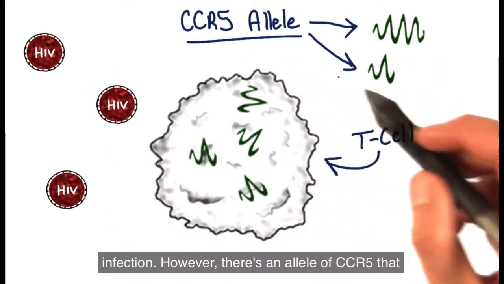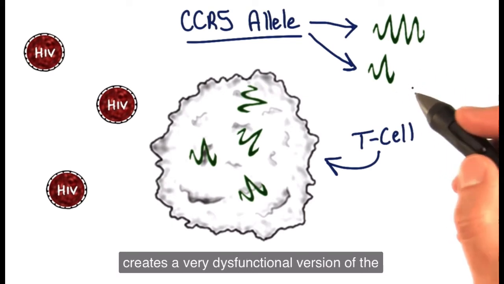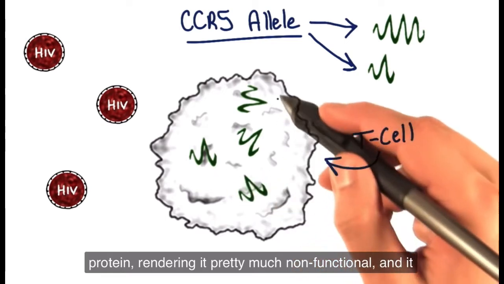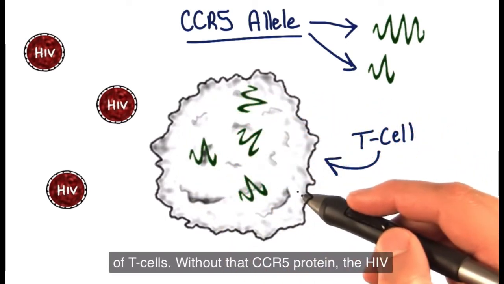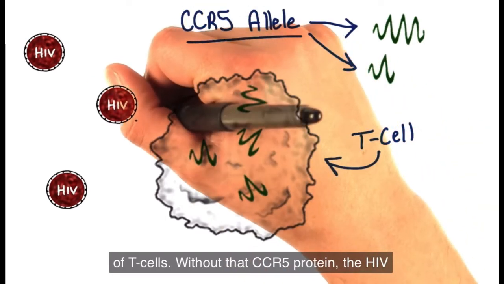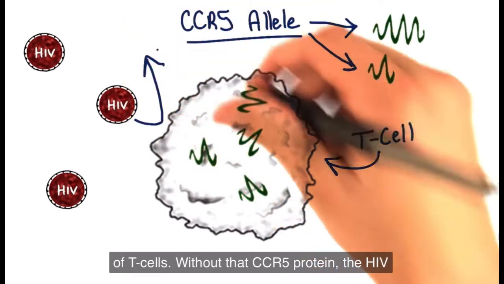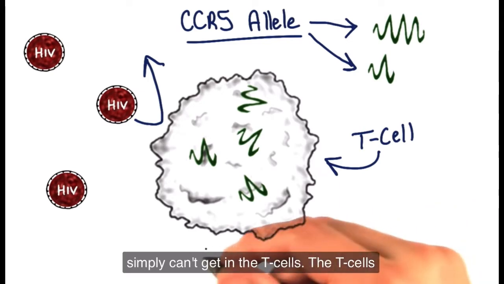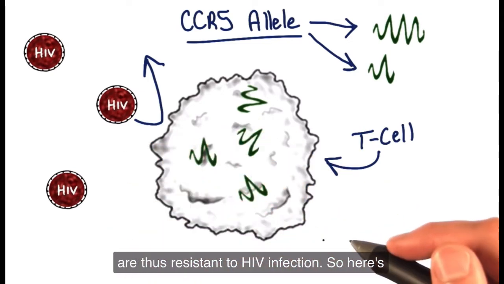However, there's an allele of CCR5 that creates a very dysfunctional version of the protein, rendering it pretty much non-functional, and it can't even get to the cell surface of T cells. Without that CCR5 protein, the HIV simply can't get in the T cells. The T cells are thus resistant to HIV infection.